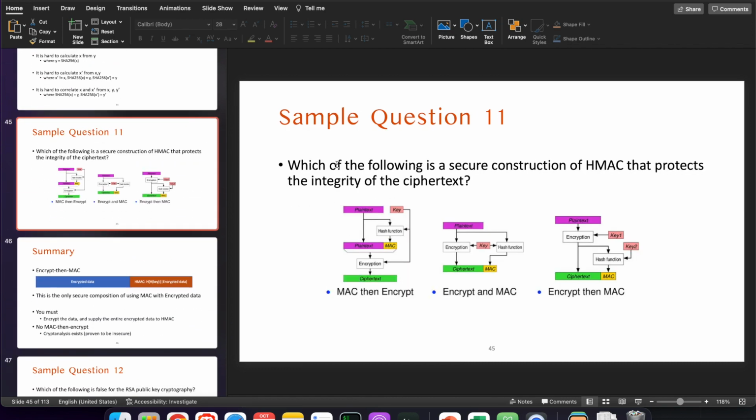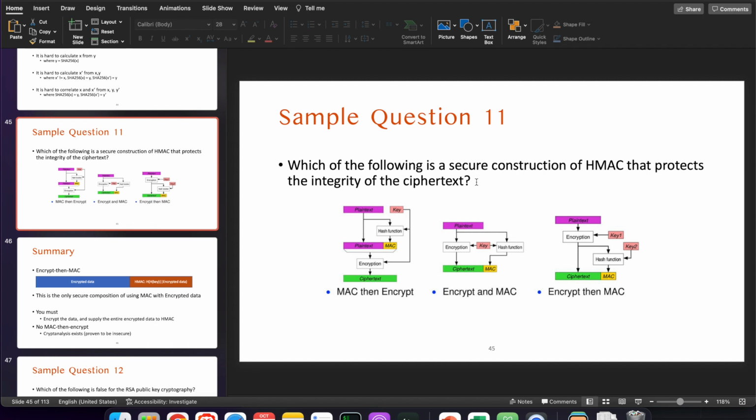Sample question 11. Which of the following is a secure construction of the HMAC that protects the integrity of the ciphertext? We learned about the HMAC. If we don't protect the integrity of the ciphertext, then the block cipher CBC and even the CTR mode suffer from attacks. And we learned how we can securely attach the message authentication code with the cryptographic hash function, and as a result, we can protect the integrity of the ciphertext.